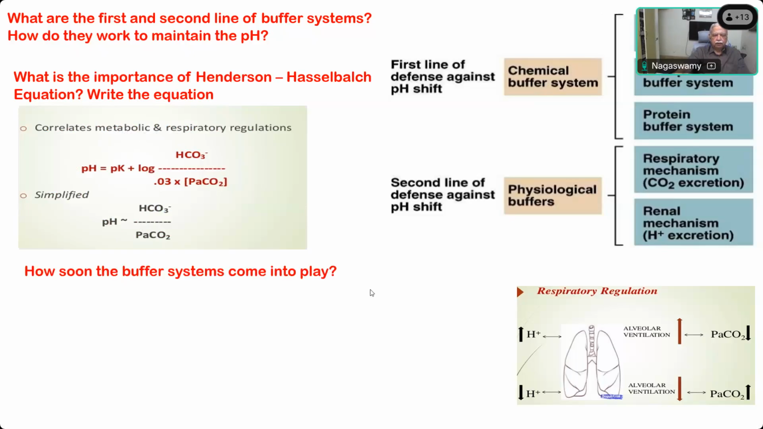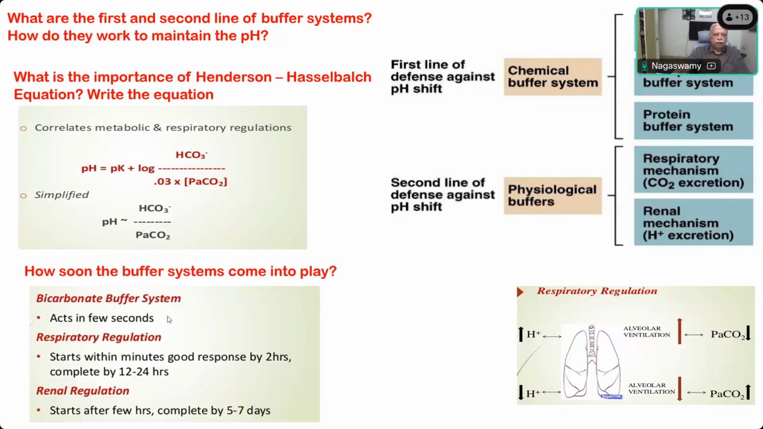How soon do the buffer systems come into play? I told you earlier, bicarbonate buffer system acts in a few seconds. Respiratory regulation starts within minutes. You get the maximum response within 2 hours and complete response in 12 to 24 hours. Renal regulation or renal buffering system starts only after a few hours, but has a prolonged effect of up to 5 to 7 days. So these are the 3 important mechanisms which help to maintain our pH within normal limits.